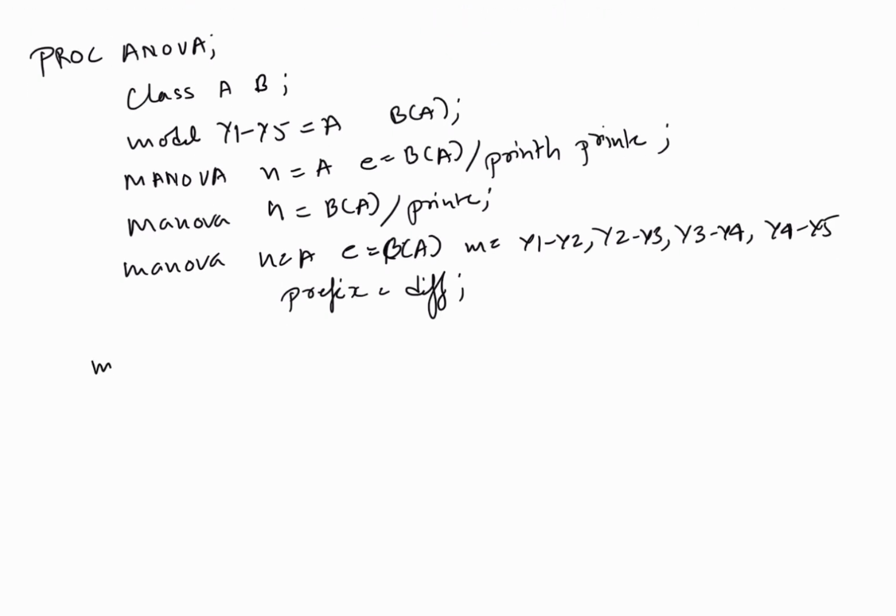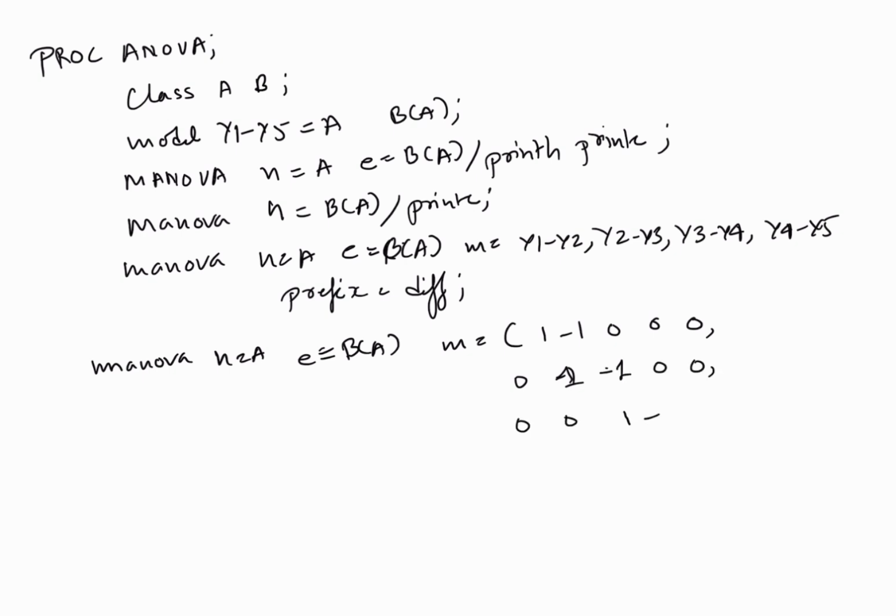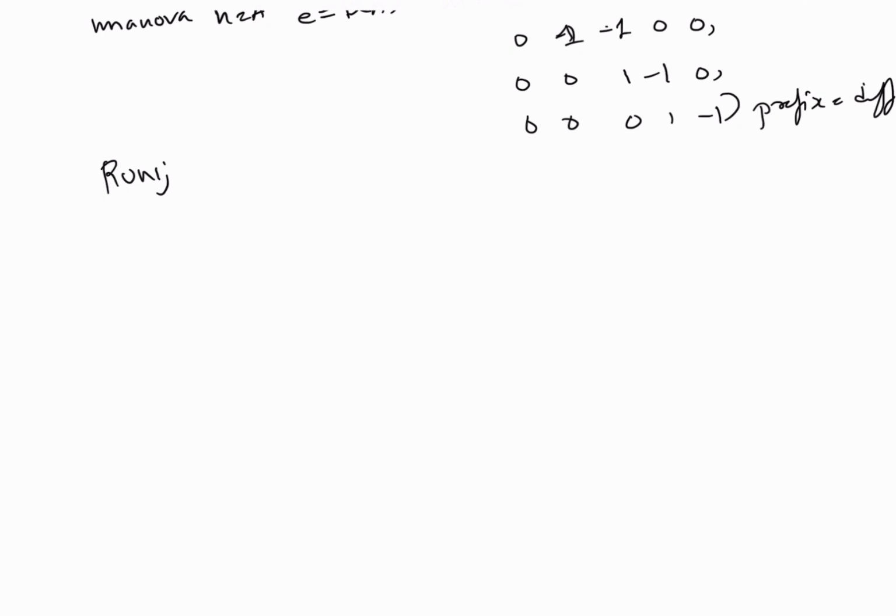Where you can write MANOVA H=A E=B(A) M= the contrast matrix 1 -1 0 0 0, 0 1 -1 0 0, 0 0 1 -1 0, 0 0 0 1 -1, with PREFIX=difference, and yeah, you have to put RUN at the end. So that's one example.